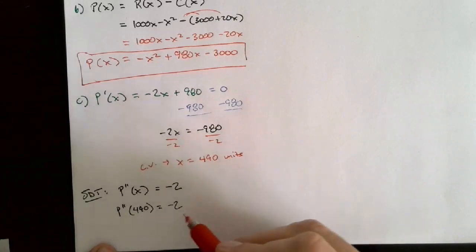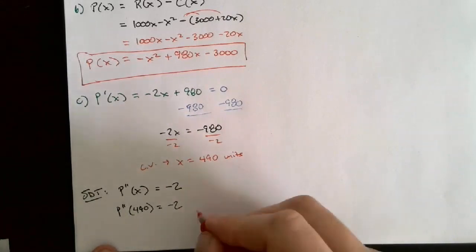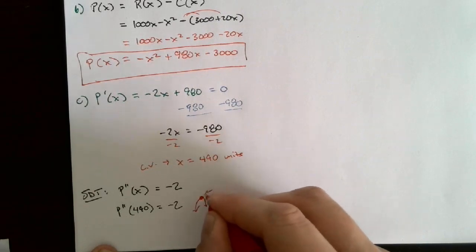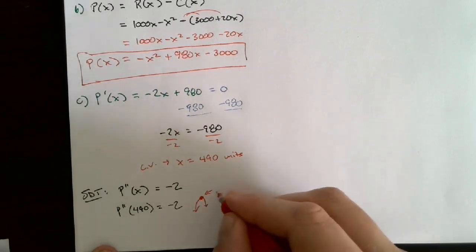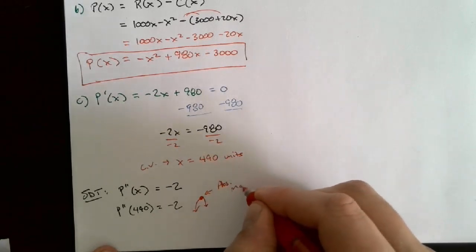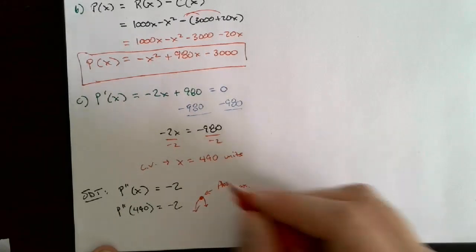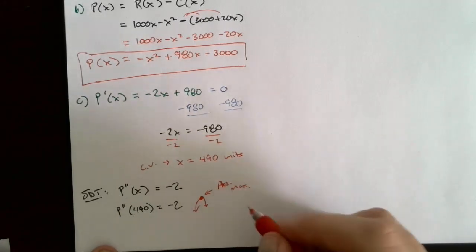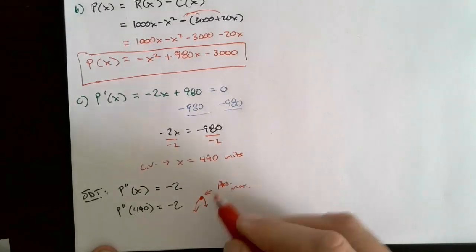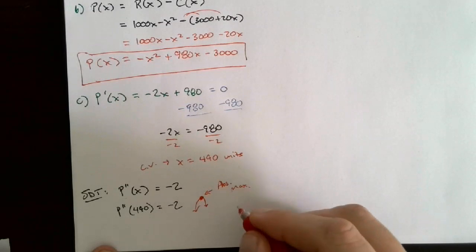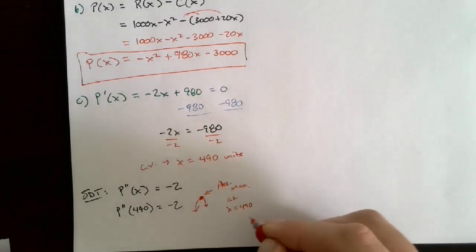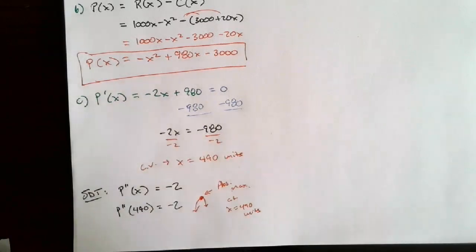But what does this tell us? Well, if the second derivative is negative, it tells you that you're concave down. If you're concave down, then your critical value is going to be an absolute max at that point. Absolute because we're on an open interval and we have one critical value. Absolute max because concave down at that point puts it up at the top. It's a peak, so absolute max at x equals 490 units. All right, so that was part C.